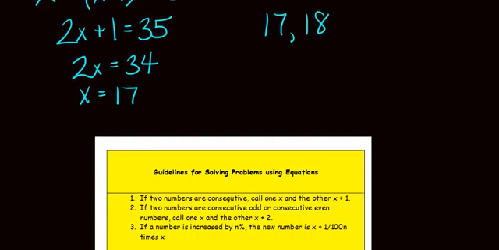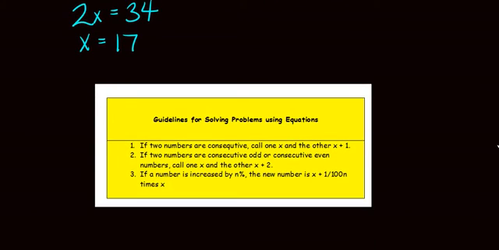All right, so down here I put some guidelines for solving problems using equations, some things that you can think of when you come across those dreaded word problems. First, if you've got two numbers that are consecutive, call one of them x and call the other one x plus 1. That will help you out. If you have two numbers that are consecutive odd or consecutive even numbers, that means there's one in between each of them. Call one of them x and the other one x plus 2.